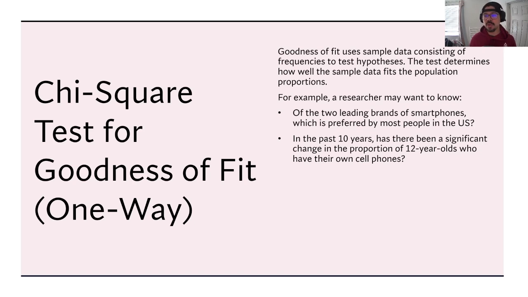Now, with the first question of the two leading brands of smartphones, which is preferred by most people in the United States, you can imagine that we would be asking people, do you own an iPhone or do you own an Android phone? And when people respond with their answers, we would categorize them based on their responses. So person one says Android, person two says Android, person three says iPhone, so on and so forth.